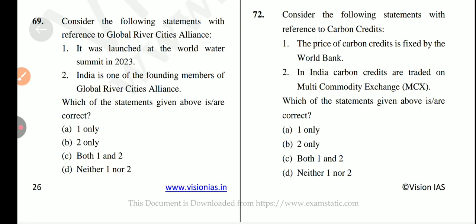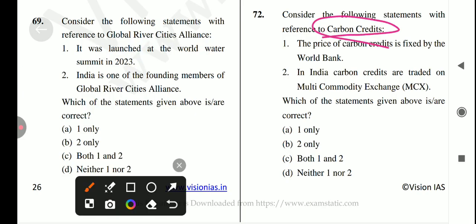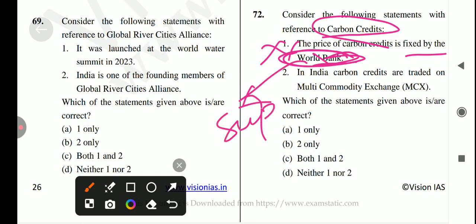consider the following statements with reference to carbon credit. Okay, so first statement is the price of carbon credit is fixed by the World Bank. Is it true? No, it's not a correct statement because the price of carbon credit is determined by market forces in trading systems such as European Union emission trading system or voluntary carbon markets. The World Bank supports carbon pricing initiatives but does not directly set prices. The World Bank supports it, but does not directly fix it. Okay, so first statement is incorrect.